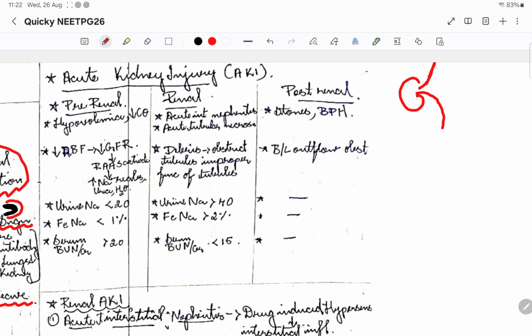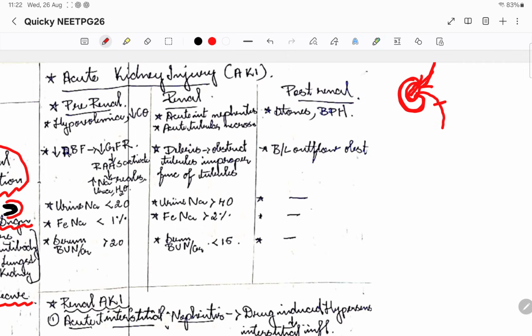Pre-renal means there might be some issue with blood coming into the renal system, so the kidney will have less blood flow and that leads to kidney injury. If it is renal, it is inside the kidney, and there is some issue with the filtration that is happening, so that might have led to the injury of the kidney.